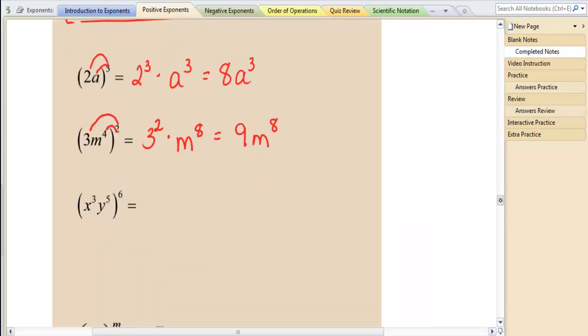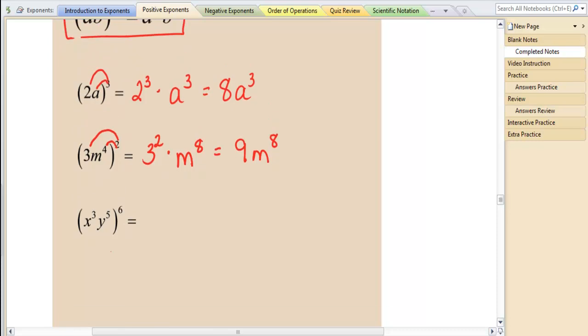So I'd like you to pause for a minute and try this next problem. So you should have ended up with x to the 3 times 6, which is 18, times y to the 5 times 6, which is 30. You don't need to have the multiplication symbol there, so it's just x to the 18th, y to the 30th.